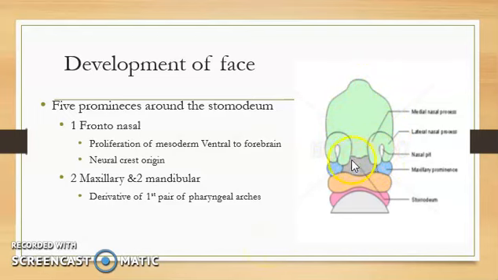These maxillary and mandibular prominences are derived from the first pair of pharyngeal arches, and these prominences develop around the stomodeum, which is the future mouth. The frontonasal prominence is at the rostral boundary of the stomodeum, the mandibular prominence is at the caudal boundary, and laterally there is the maxillary prominence.